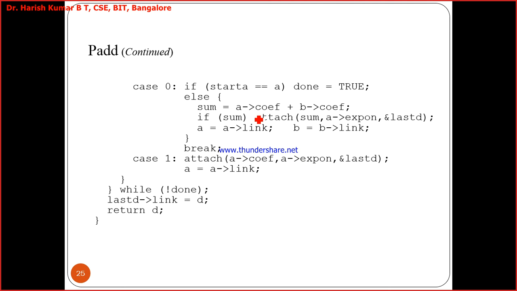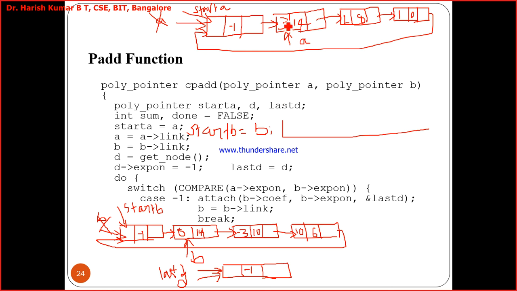Now what you got to do? Take the coefficient of A, take the coefficient of B, add them. What is the coefficient of A? 3. And what is the coefficient of B? 8. 3 plus 8, 11 it is. You are adding them.